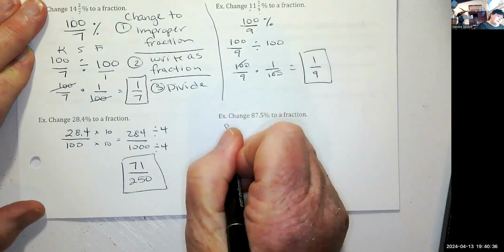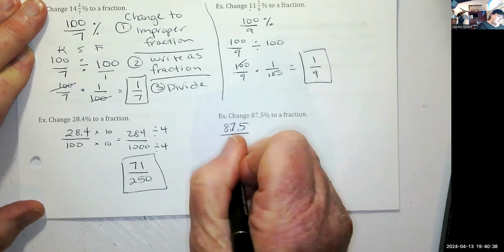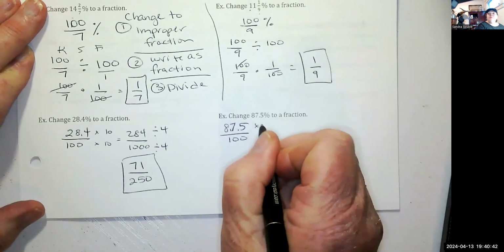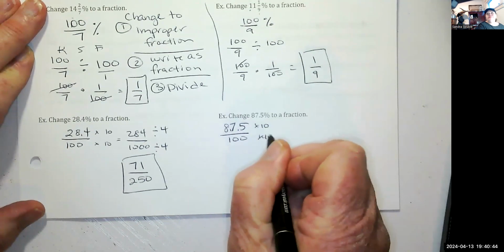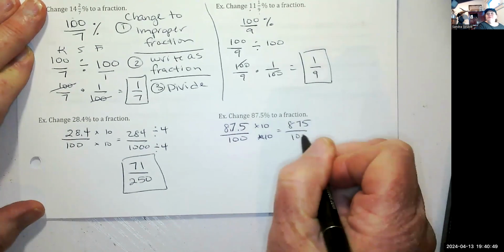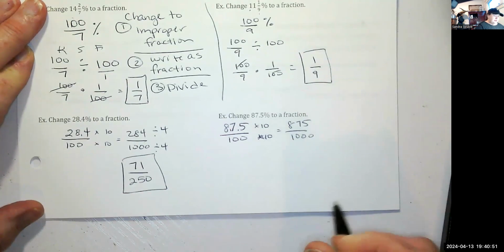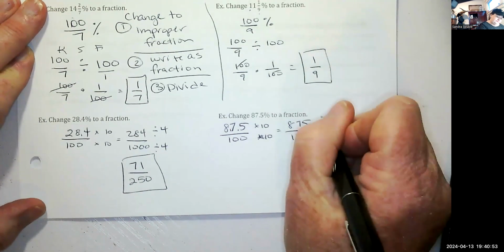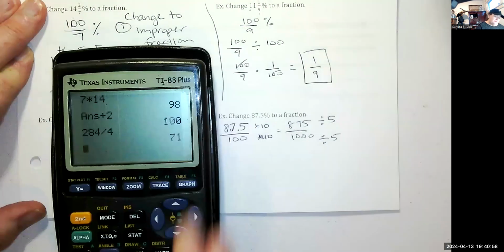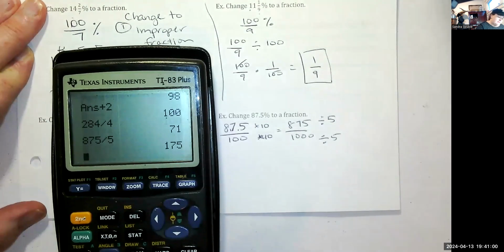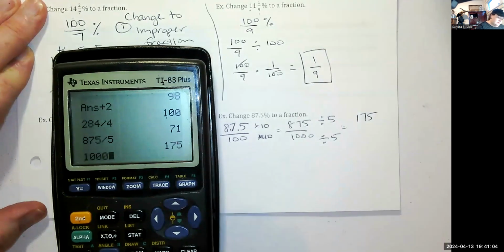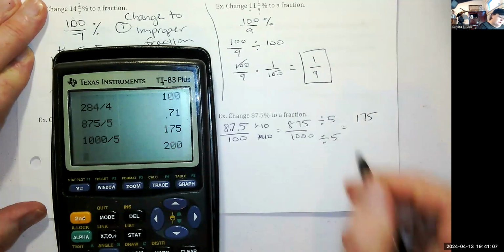All right, I'm going to take that 87.5 over 100. Fraction's gone, percent's gone. Now I'm going to multiply both by 10. So 875 over 1,000. And now I'm going to reduce by 5. I know by 5, maybe more. 875 divided by 5 is 175. And then 1,000 divided by 5, oh, it can be more than that, over 200.